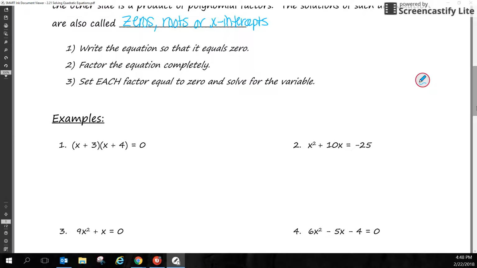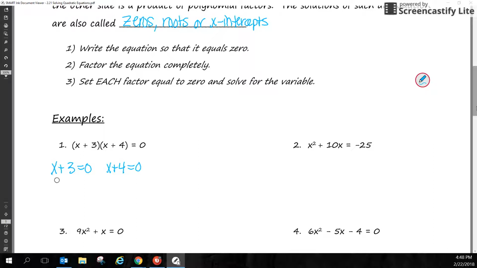Set each factor equal to 0 and solve for the variable. So here's factor 1. x plus 3 has to be equal to 0. And then x plus 4, factor 2, has to be equal to 0. So either this guy is 0, this guy is 0, or they're both going to be 0. That's from that zero product principle. All right, so now I've got two linear equations. We're back to first semester.